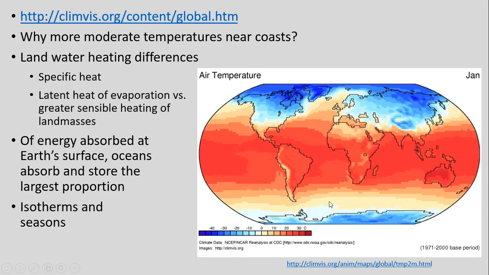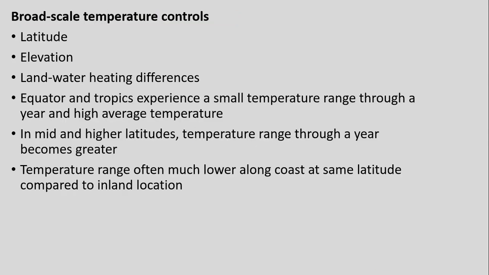In contrast, our isotherms go a lot further south than the same ones in the oceans in the winter months, because once again we're seeing that land mass cool off a lot faster compared to the oceans. So we've talked through some of these main broad-scale temperature controls that I wanted to keep in mind: not only latitude, based on sun angle, as we covered earlier, but also elevation and land-water heating differences, as you just covered in the last few slides.